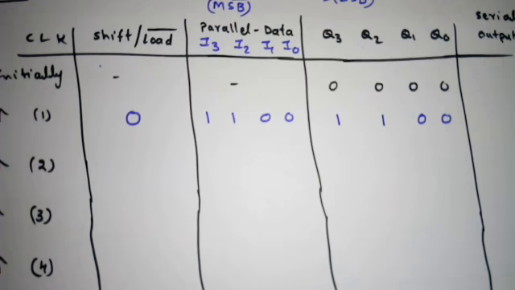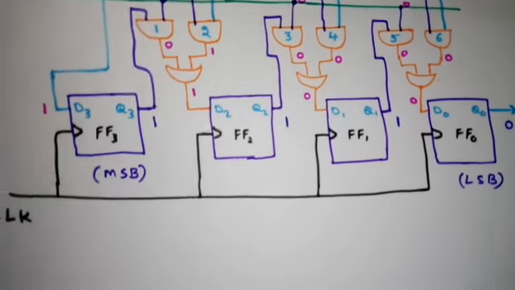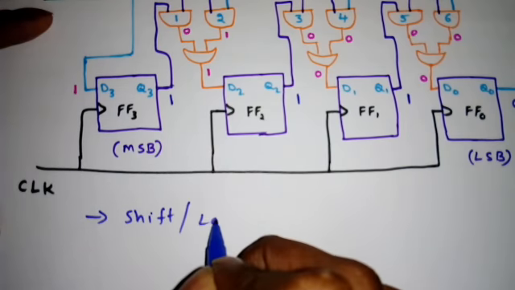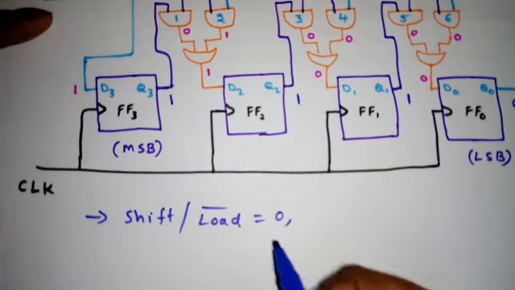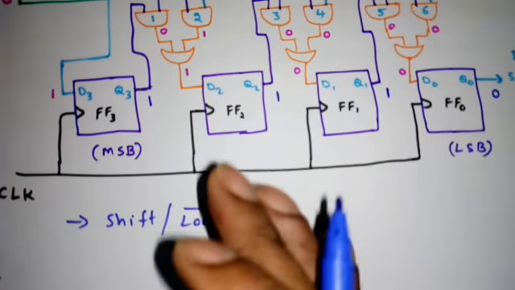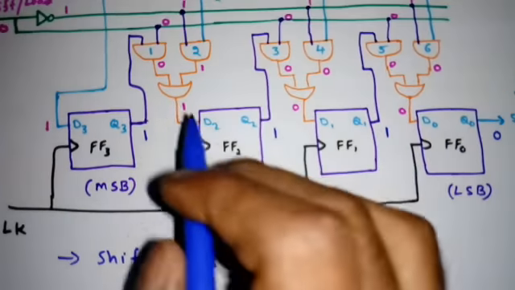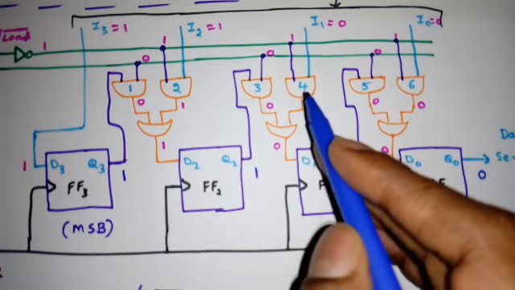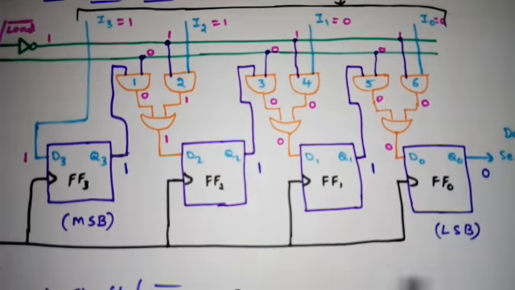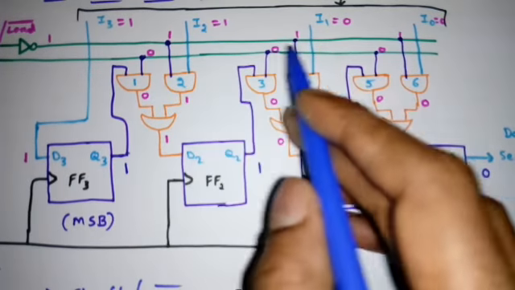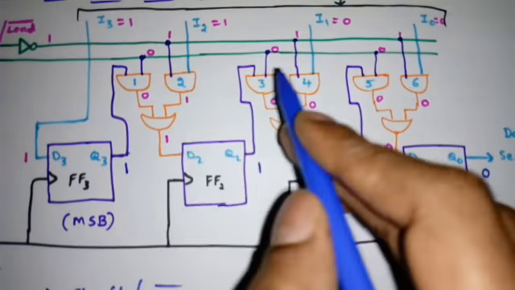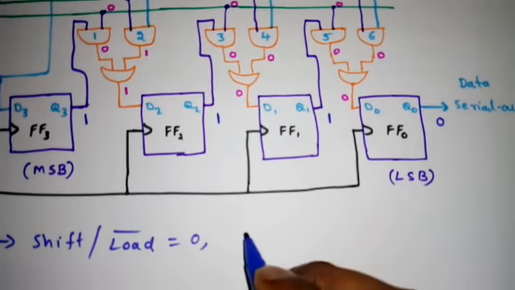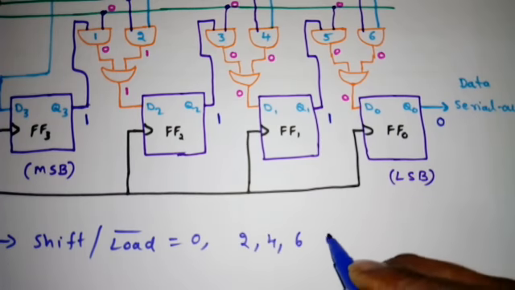Now before that, I will write down what has just happened in words. So here I am writing the first operation. When shift or load bar is equal to 0, which gates are enabled and which gates are disabled? These are the AND gates. So when shift or load bar is equal to 0, the 2nd, 4th and 6th gates are enabled, because one input of these AND gates is 1. So 1 into I2 will be transferred here, 1 into I1 will be transferred here, 1 into I0 will be transferred here. So the 2, 4, 6 AND gates are enabled.